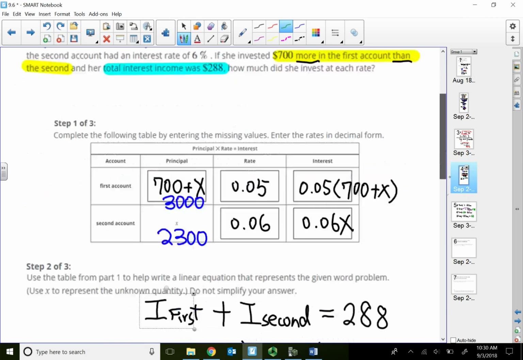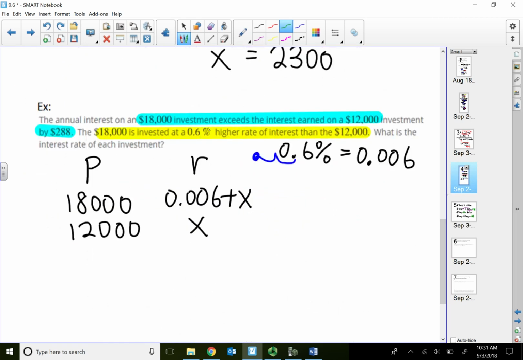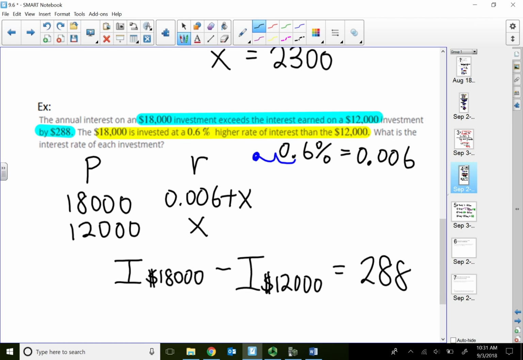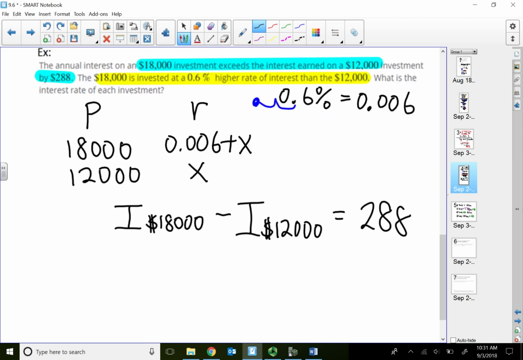So back to our problem. The $18,000 investment exceeds the interest from the $12,000 by $288. So the interest earned from the $18,000 is more, right? Minus the interest from the $12,000, the difference between the two interests is $288. That's what this phrase is trying to say. Exceeds by 288 means the difference between the two is 288. So now we know how to write out the equation, and we also translated it.